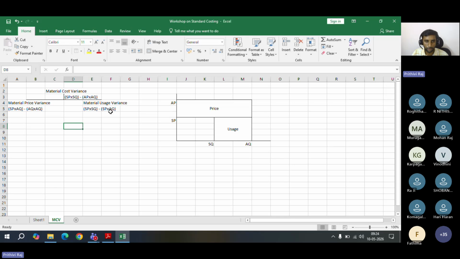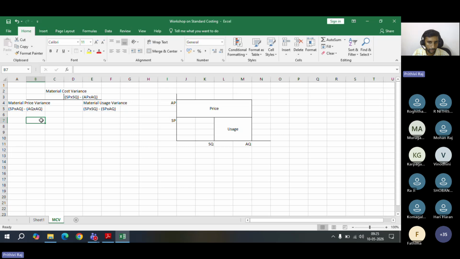Any doubts in this graph? Because once you understand this basic graph, then you can understand the other graphs, labor cost variance, overheads, sales and all. This is the base. For every graph, I'm just going to follow the same approach. If you want usage, this is the usage box, SP into SQ minus SP into AQ. If you want to find the price, this is the box, SP into AQ minus AP into AQ. Don't change the format. First is standard, next is actuals. Price in y-axis and quantity in x-axis. Okay. Any doubts in this? If any doubt, just unmute yourself and ask.